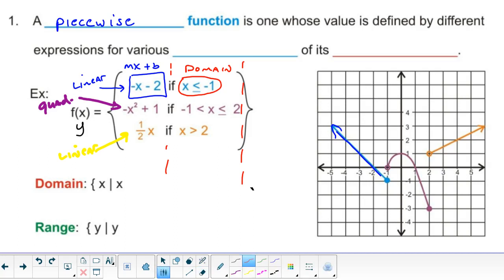The second one is a parabola. We're going to deal a lot more with parabolas later on. If I were to graph the full thing, it would look like this. Here, I'd make it solid. It would look like that, and it would look like that. It's a parabola, and that would be the whole parabola. But this one again says, no. Only use a domain where negative 1 is less than x, and x is less than or equal to 2.